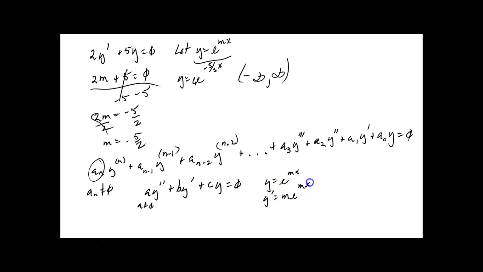Me to the mx, right? And y double prime is m squared e to the mx. So if you put these in here, you get a m squared e to the mx plus b m e to the mx plus c e to the mx equals 0. Right? Okay? And again, you can factor out or divide away the e to the mx, and what you have left is am squared plus bm plus c equals 0.